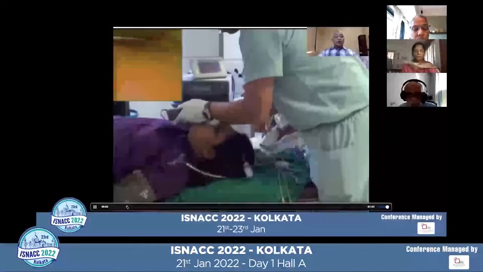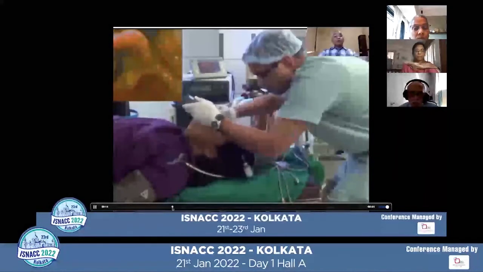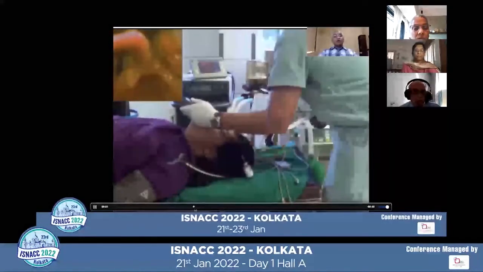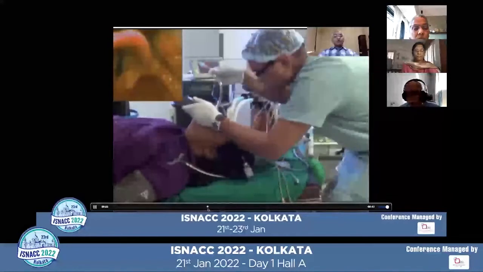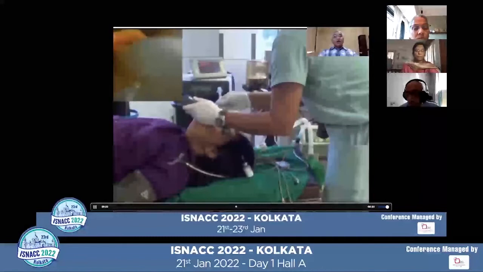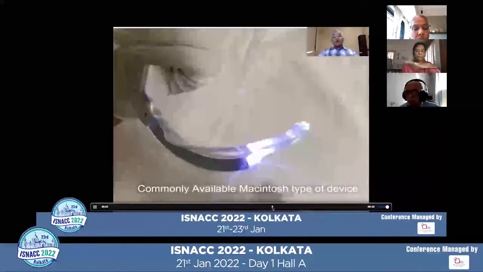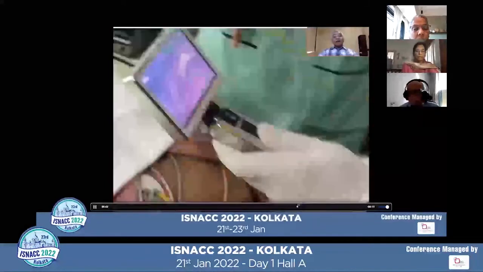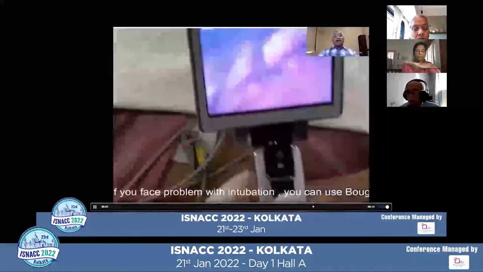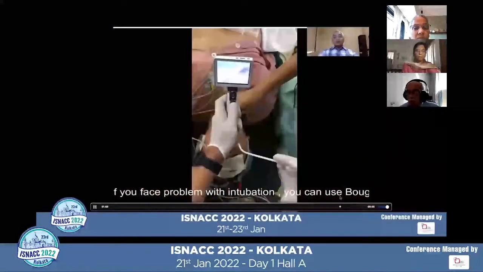So this is a Macintosh type of video laryngoscope blade. If you carefully look at this patient, you get a good view, but you can intubate without use of a stylet. So I'm introducing it without a stylet. You can directly intubate. There are many Macintosh type devices available in the market, and in fact you can even use a bougie with such video laryngoscope devices.